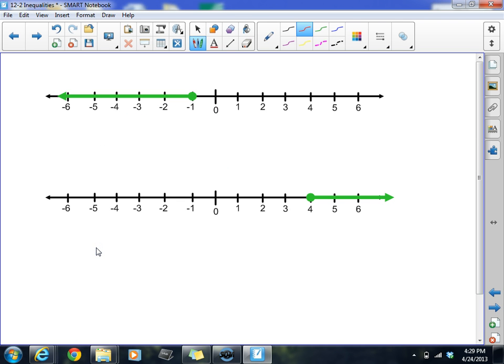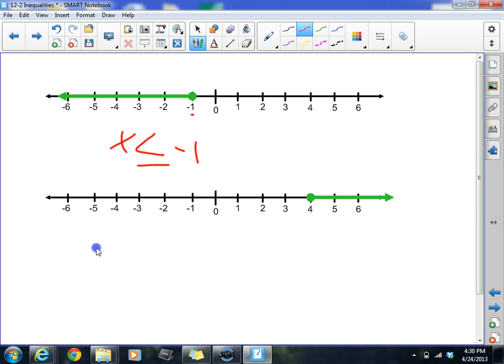Now let's kind of do it backwards. I've given you the graph, and now let's go ahead and make an inequality from that graph. So the first one, I see a closed circle, and it's pointing at less than. So it's going to look like this. I'll put x is less than or equal to, because it can include -1. So x is less than or equal to -1.